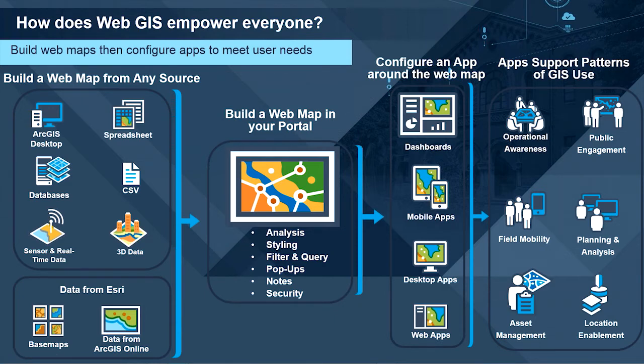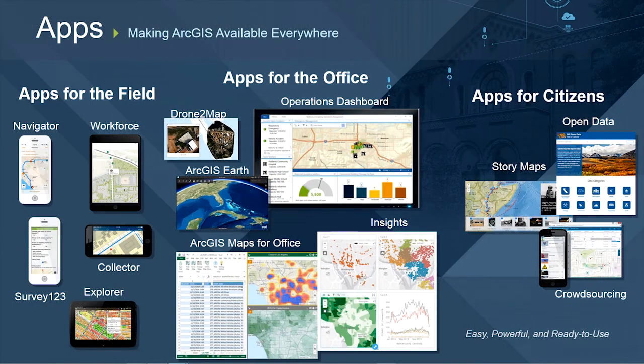So let's talk a little bit more about these apps. What kind of configurable apps do you have access to with the ArcGIS platform? Well, first there's apps for the field. So these are apps that are available on your mobile devices, iOS, Android, and Windows. Apps like Collector, which enables you to collect data in the field and have it relayed back in real time to your organization.